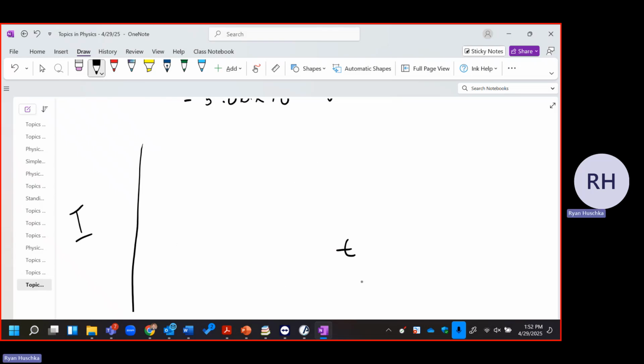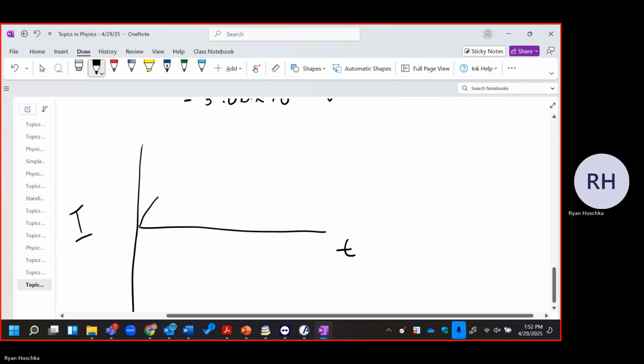This is a way zoomed in picture right here. Oh, shoot. Seriously.